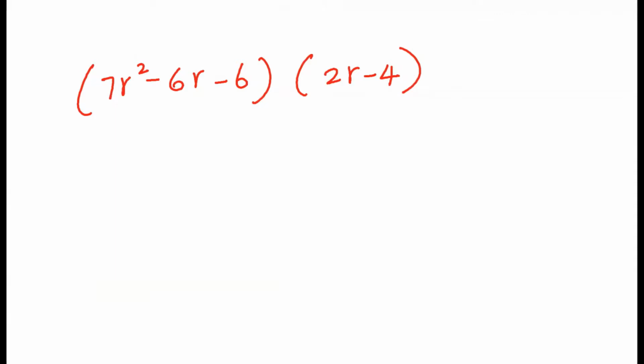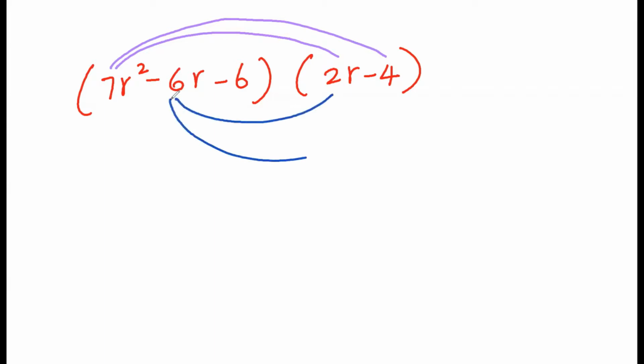All right, so I hope you have tried the problem first. Now let's go ahead and do it together. So I'm going to distribute 7r squared to each of the terms inside the other polynomial. Same way, I'm going to distribute negative 6r to each of the terms. Then I'm going to distribute negative 6 to each of the terms. Let's go ahead and now carry out the operation.